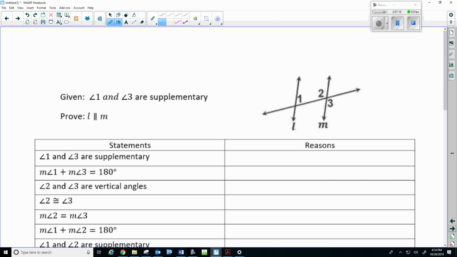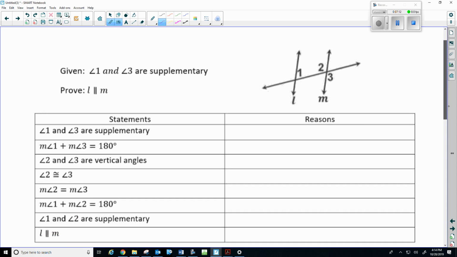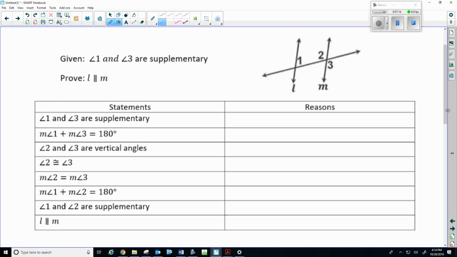On the other side, we're going to take a look at some pretty lengthy ones, but you're going to have these. The first one, our given, is angle 1 and angle 3 are supplementary. There's really not much in our picture that we can draw or label, because all we're given is that they're supplementary. So our first one here, as always, will be our given. Okay, so follow along with me here.